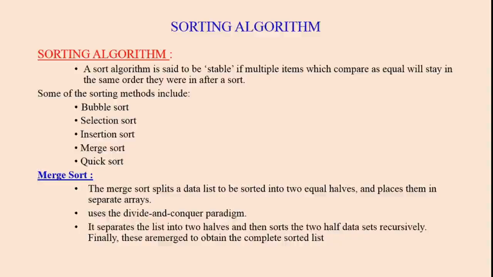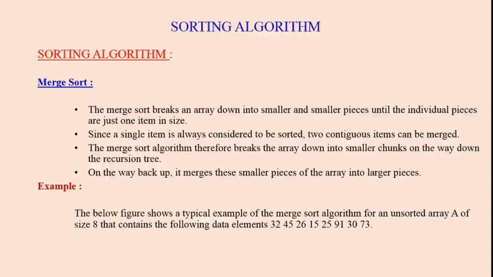To be more specific, merge sort breaks an array down into smaller and smaller pieces until the individual pieces are just one item in size. Since a single item is always considered to be sorted, two contiguous items can be merged. The merge sort algorithm therefore breaks the array down into smaller chunks, meaning smaller pieces, on the way down the recursion tree. On the way back up, it merges these smaller pieces of the array into larger pieces. So the sorting is done on the way back up the tree.